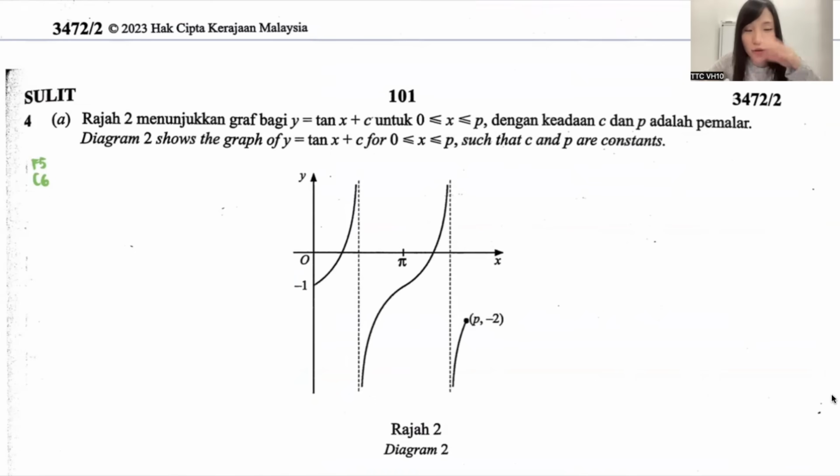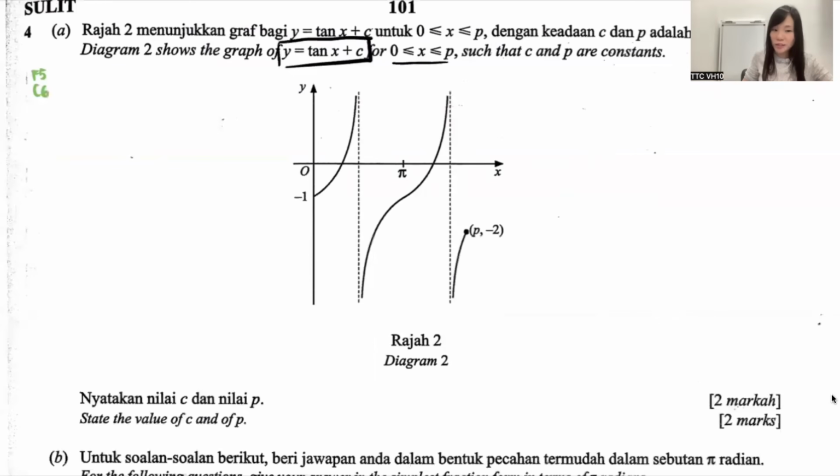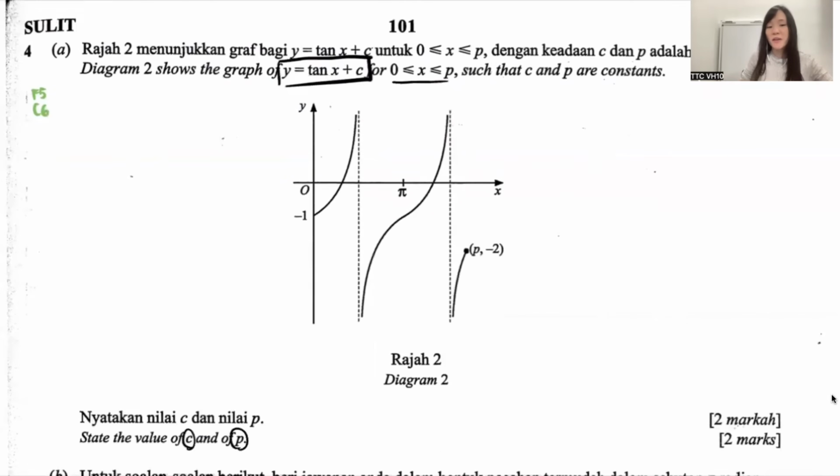In part A, they say Diagram 2 shows y equals tangent x plus c. Actually, this chapter only has 4 types of questions: solve, proof, ribbon, and sketch graph. Quite obvious, this question never asks you to sketch a graph, but they sketch a graph for you, so they're testing your sketch graph knowledge. They already tell you this graph has this equation, 100% this, okay? Then they say it's from 0 until P, which I don't even know where P is. Such that c and p are constants. Now, nothing else they say. They just say find the value of c and find the value of p.